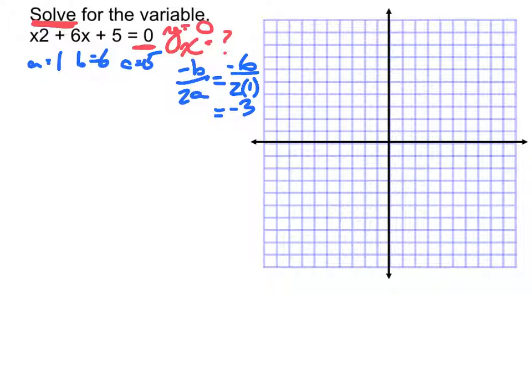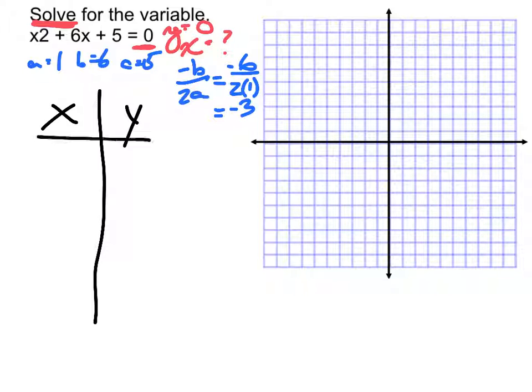So let's make our xy chart. We'll put negative 3 in the center of it, and we're going to surround negative 3 with the other integers. Here are the ones bigger than it, here are the ones less than it. Let's see what we get when we plug these in.